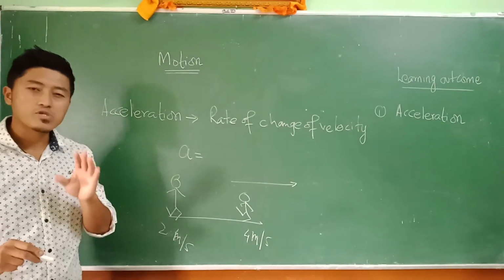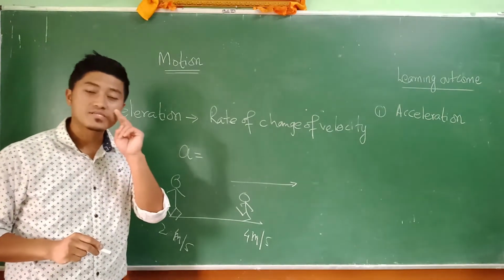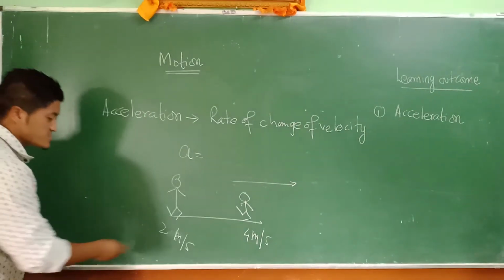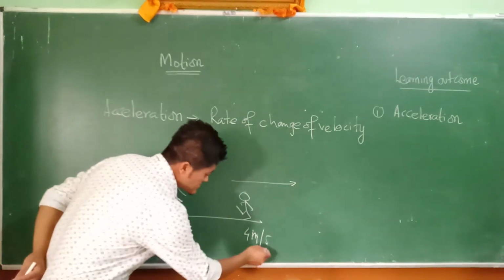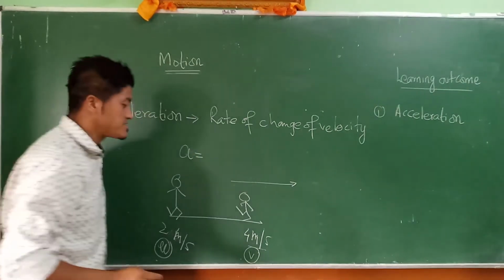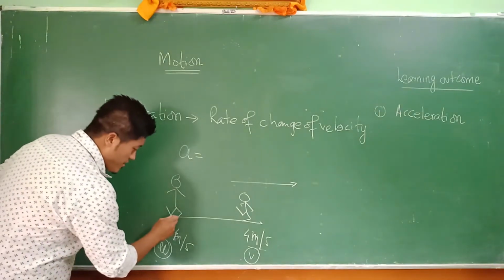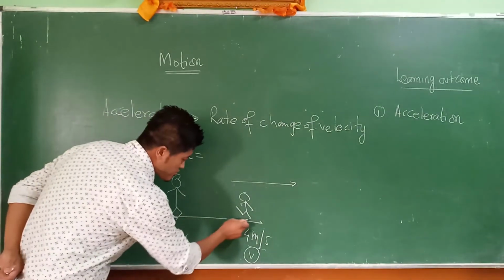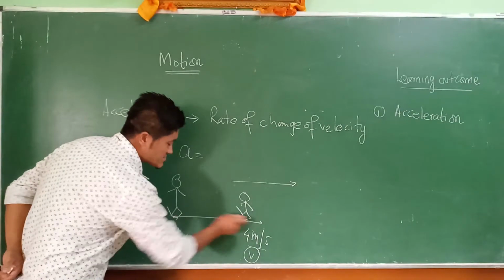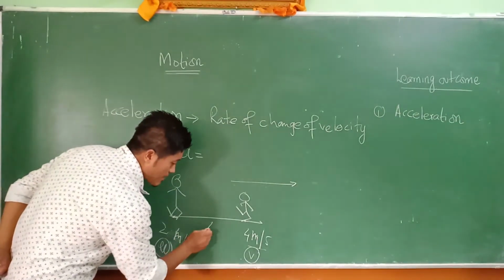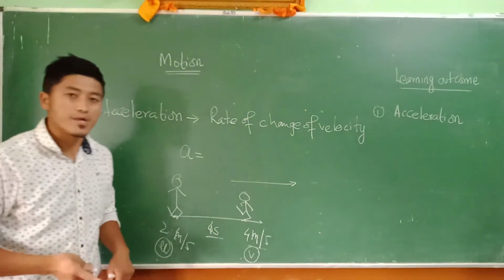Previously, when we were talking about velocity, we discussed two things: the initial velocity and the final velocity. Over here, this 2 meter per second is the initial velocity, that is u. And over here, this 4 meter per second is the final velocity, that is v. Now suppose from this position to that position, he is changing speed. Whenever there is a change in speed, there is always some time, that is 4 seconds, because time is always going to be there, right?